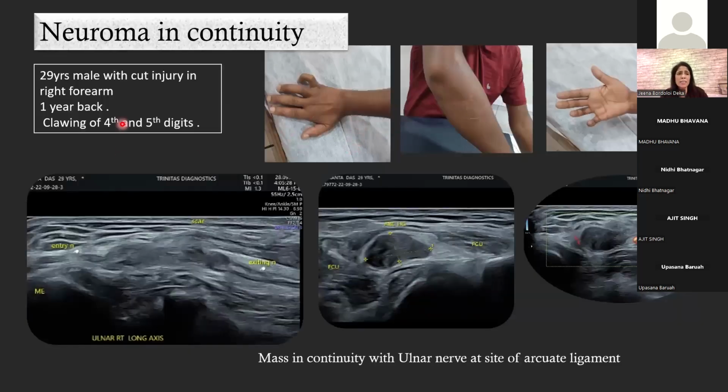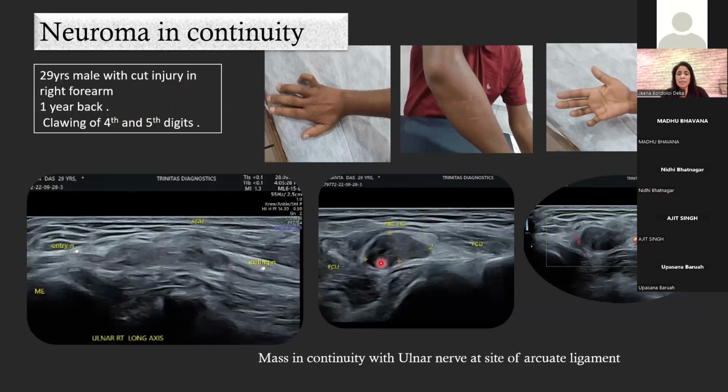So this was a case of a 29-year-old male with a cut injury in the right forearm a year back. He came with clawing of the 4th and the 5th digits. On ultrasound, we saw that at the site of the scar, there was this mass which had an entering and an exiting nerve.